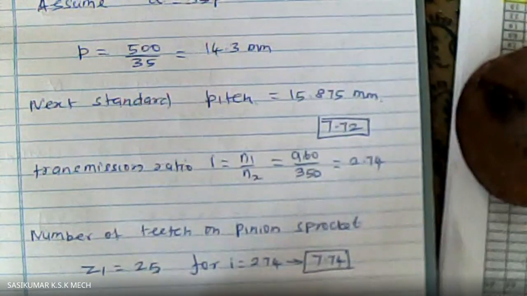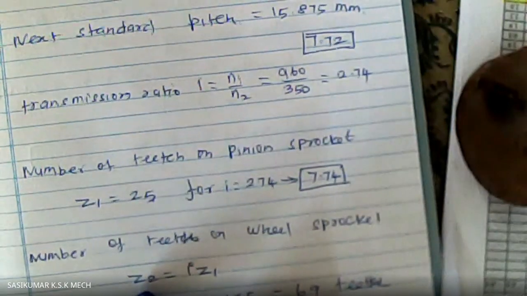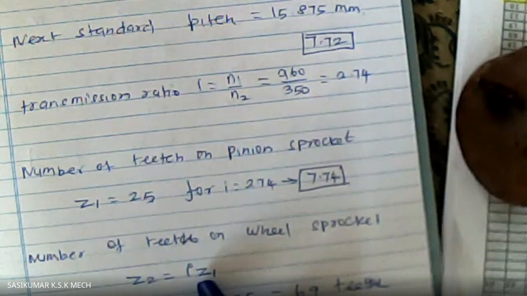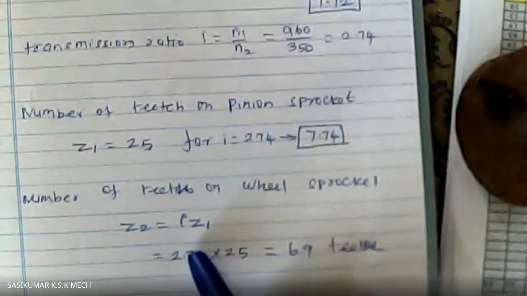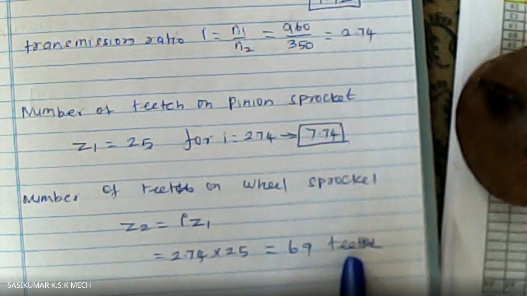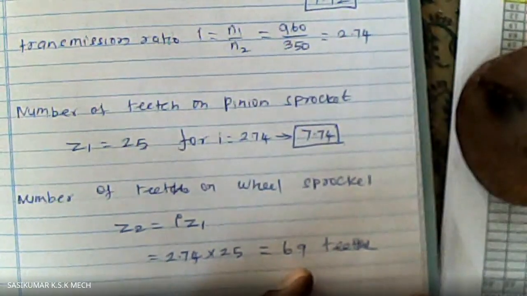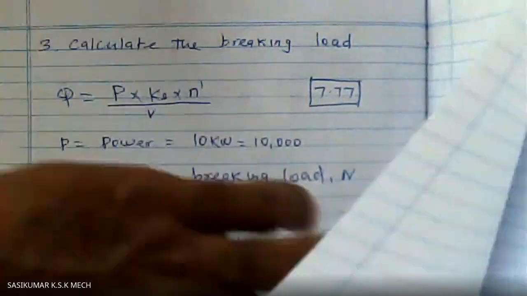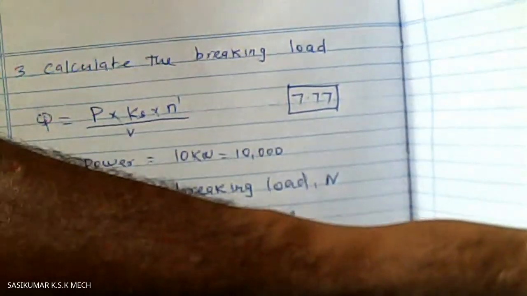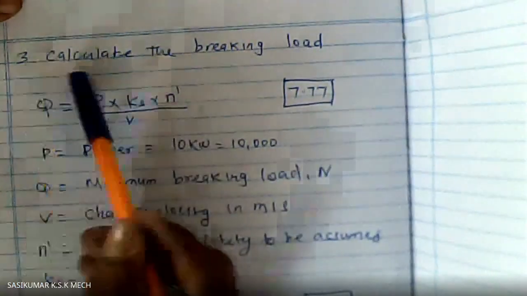Now the number of teeth on the wheel sprocket can be determined using this relation, Z2 equal to i into Z1. On calculating that, it is 69 teeth. Okay, so this is the number of teeth and the pitch value of the selected chain drive. So the next step is to calculate the breaking load.